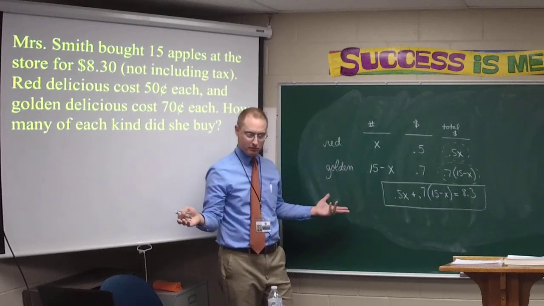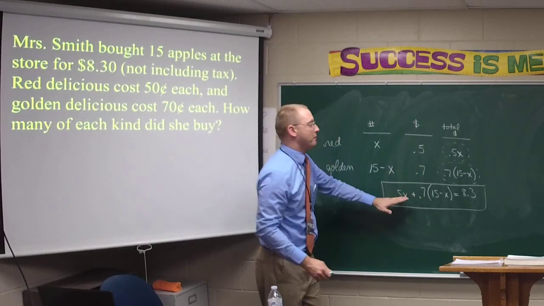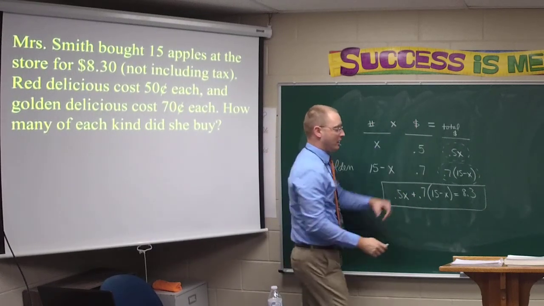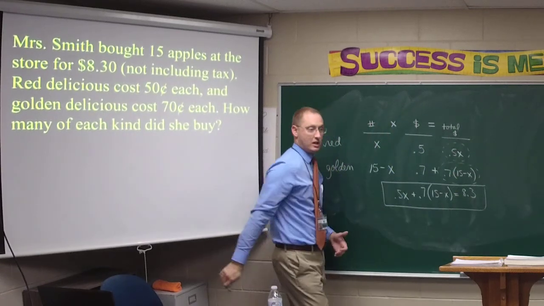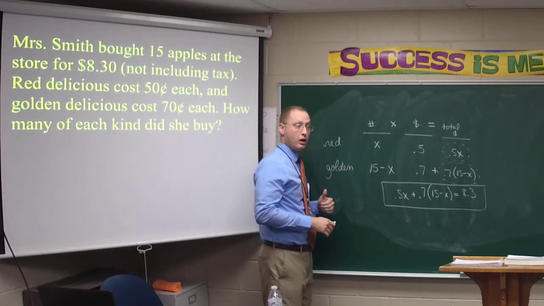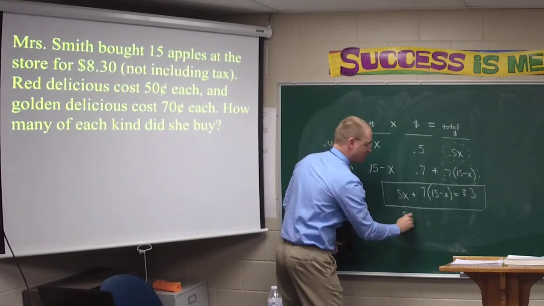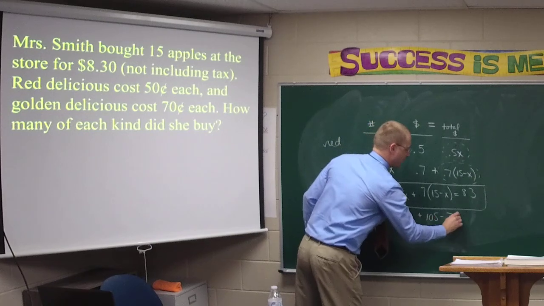Does that make sense? So the numbers are different and the values are different, but if I just multiply number times value, I'll get total value. And if you add total values together, you get the total at the bottom of the receipt, not including tax. To solve here, class, I'd probably move the decimal over once everywhere to get 5, 7, and 83. Let's distribute the 7 to get 105, negative 7x equals 83.